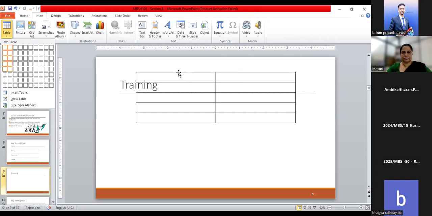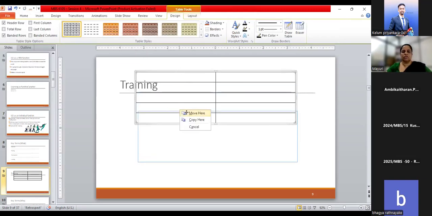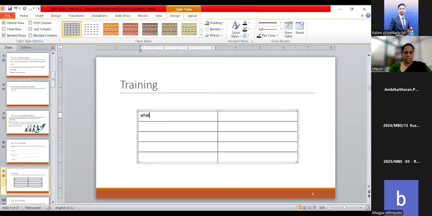Okay. Get a table like this. Quickly answer these 4 questions. What training is? Why do we want training? When do we do training? To whom do we provide training? Quickly answer these 4 simple questions in very specific, very simple, very short answers. Process of developing skills.